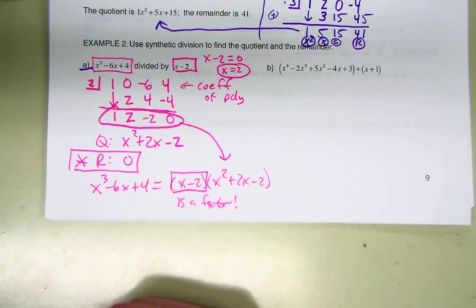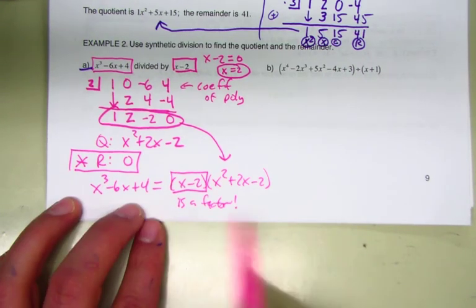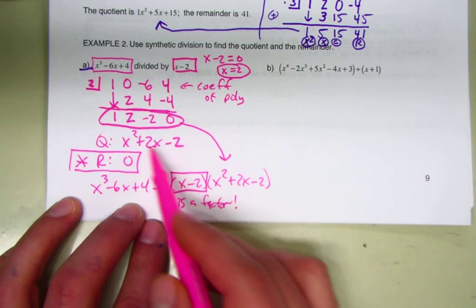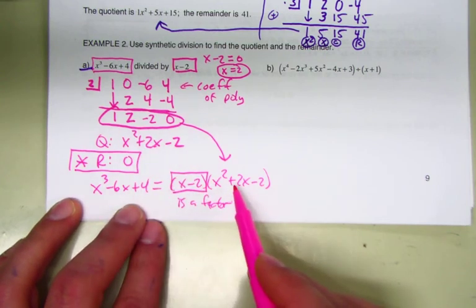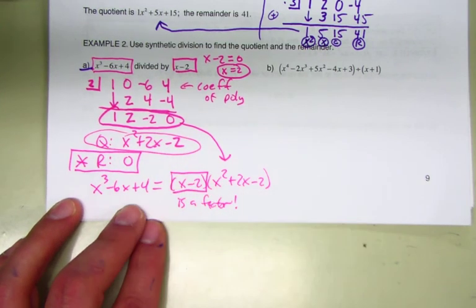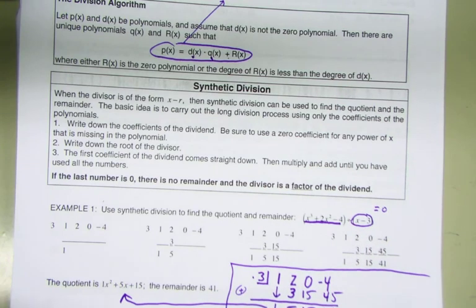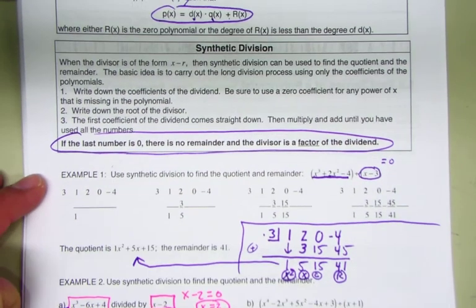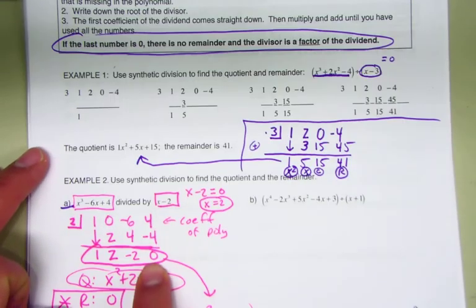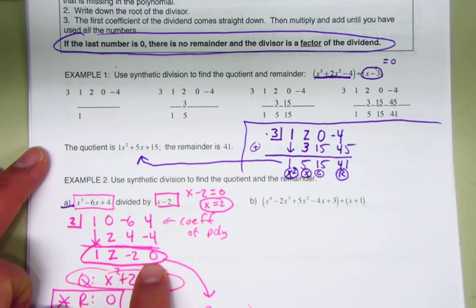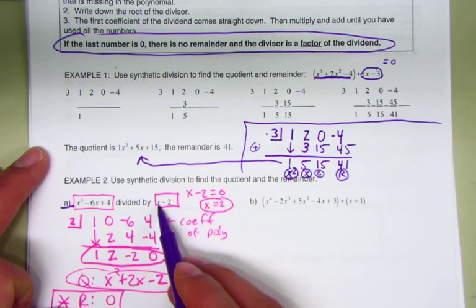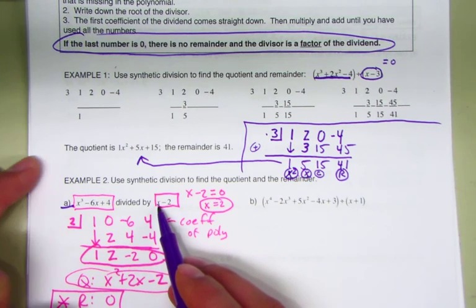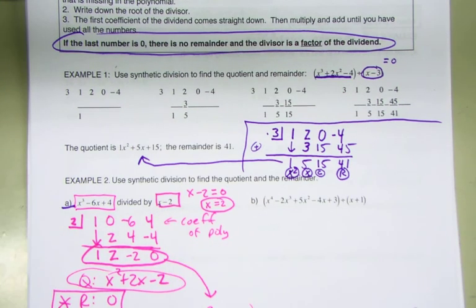Okay, so 2 things that you got to know how to do. 1, do the division, translate to what the quotient is and what the remainder is. And number 2, and this is up here in the box if you ever forget, and I would highlight this: if the last number is 0, like we got here in this second example, that means that there's no remainder, and whatever we're dividing by is a factor of the polynomial. Okay?